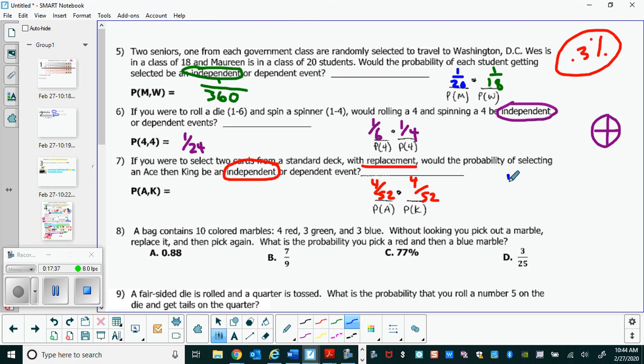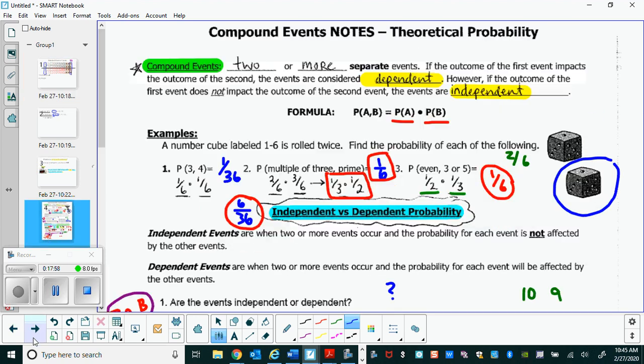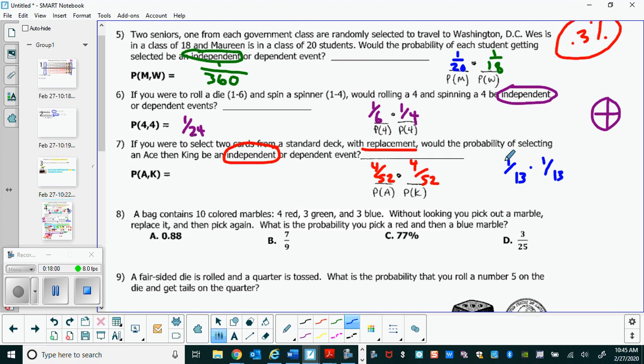Now, here's the beauty of this. We already said that a 13th of them are aces. That reduces to a 13th. And this reduces to a 13th. And we can see that right here. That's one of the 13 sections. And then a king is also one of the 13 sections. Okay? So when you reduce that, now all you've got to worry about is 13 times 13. And so this is going to be a 1 over 169 chance of that occurring.